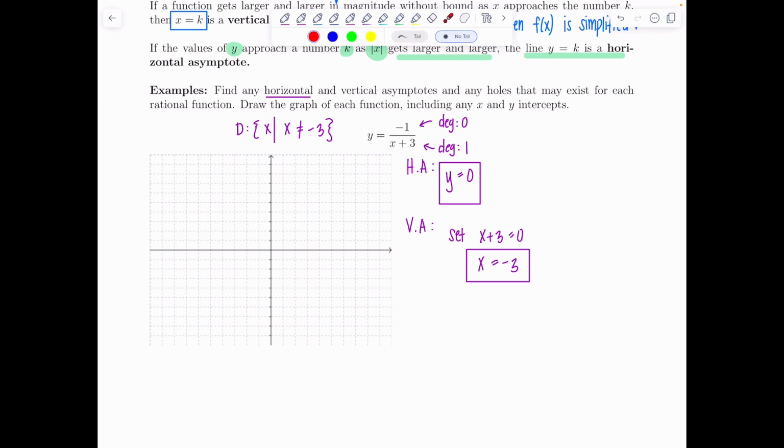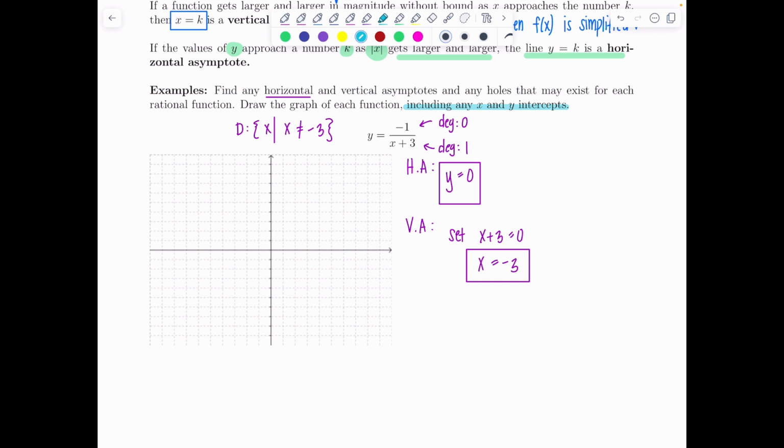When you write the equation of an asymptote, it's the equation of a line, so you put equals. When you're writing the domain, you're saying x can't be that, so that's why we put not equals. The graph will never take on the value of x equaling -3. Okay, good. And then we're also asked to find any x and y intercepts.